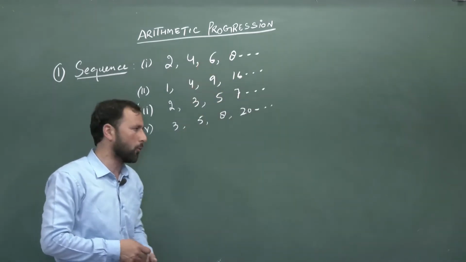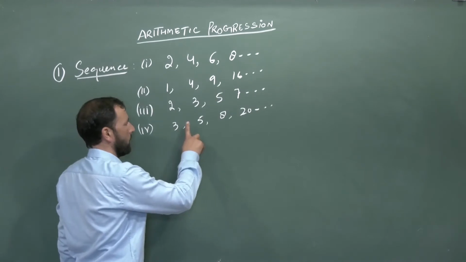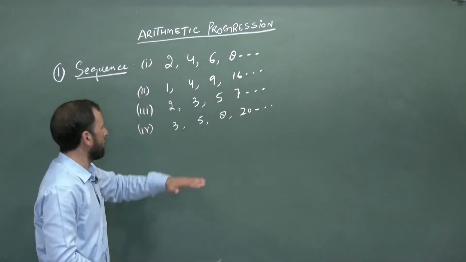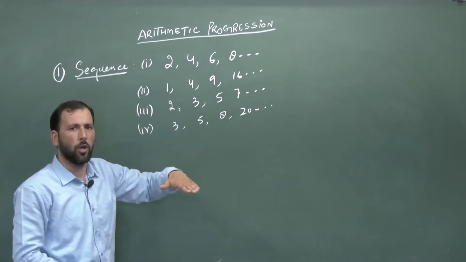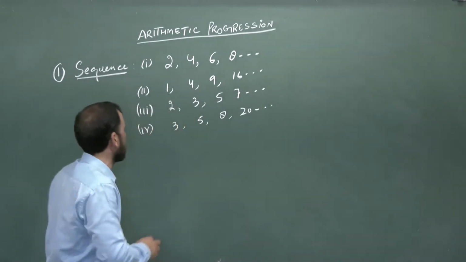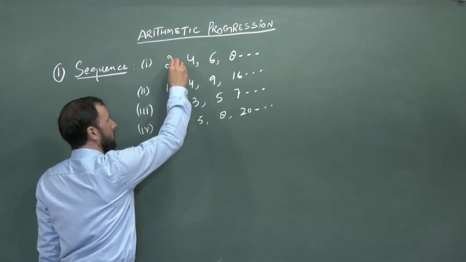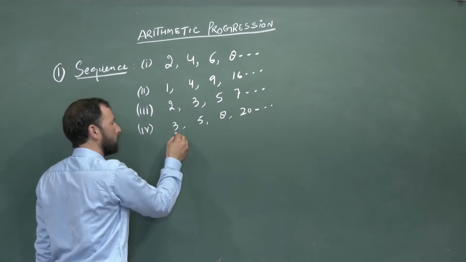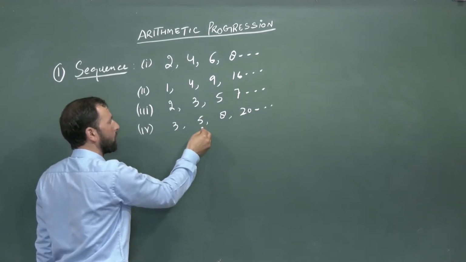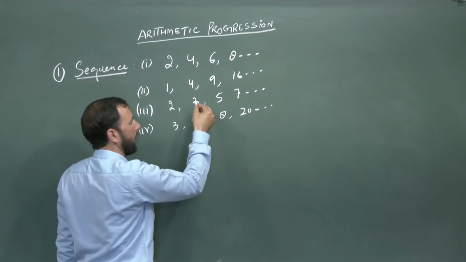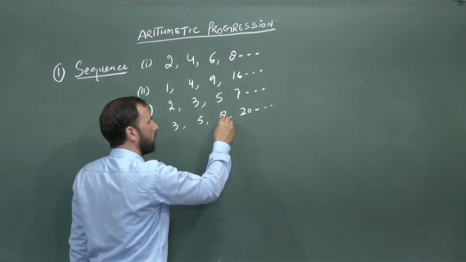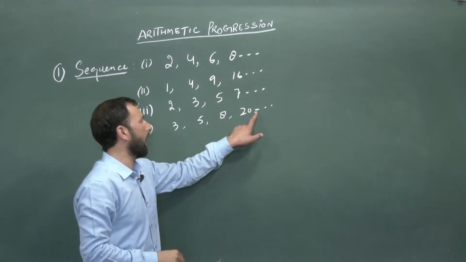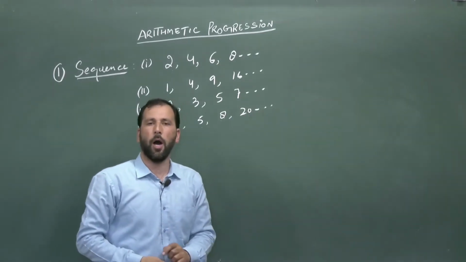Now let us take the fourth one. It is 3, 5, 8, 20 and so on. This list of numbers does not follow any pattern, because if we take the first term 2 and add 2, we get 4, and here we have a first term 3. If we add 3 to 2, we get 5. Then we have the second term 5, we add 3, we get 8, and then after that if we add 12 to this 8, we get 20, and we can't predict the next term.